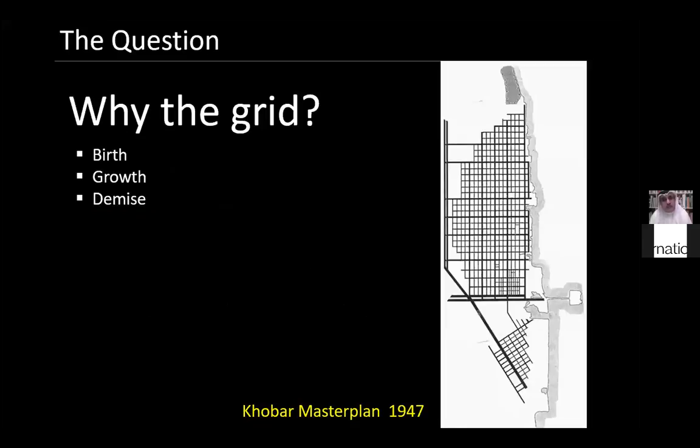The simple question that this webinar would be asking is, if nobody knows what Khobar is, it's a city in the Eastern Province, which has been designed from scratch in 1947, based on a gridiron scheme from A to Z. And we will be discussing the birth of this scheme, the growth of it, and the demise, and probably the future of Khobar.